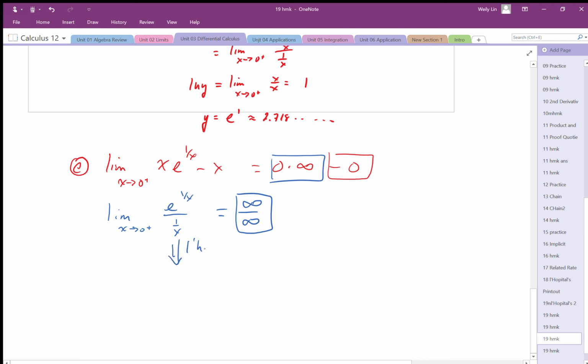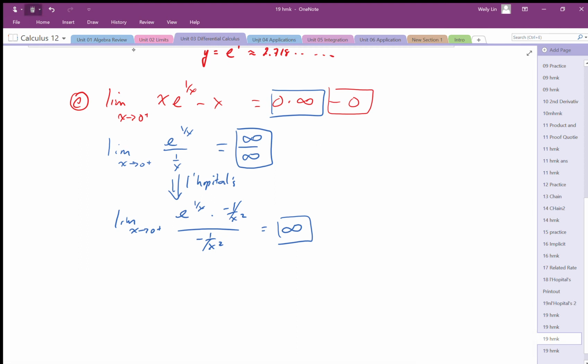Okay, so L'Hopital's: we end up with limit as x goes to 0 from the positive side, e to the 1 over x times negative 1 over x squared, over negative 1 over x squared. Those all cancel out. As I plug it in, I end up with e to the 1 over 0, or e to the infinity, so it's equal to infinity.